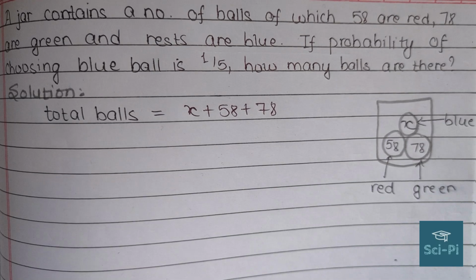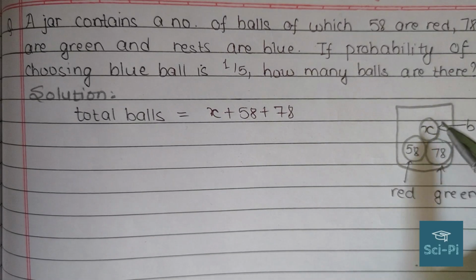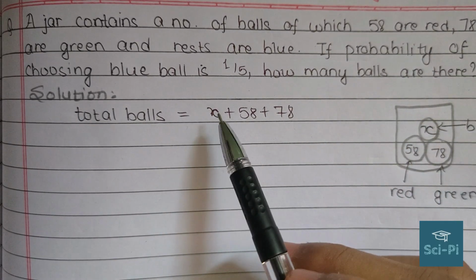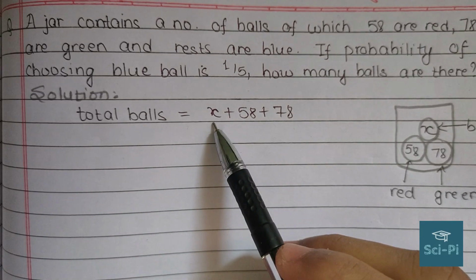Now the question asks how many balls are there. We know pretty well that by adding all these three we'll get X plus 58 plus 78 balls. That is the total number of balls. But we cannot answer it in variables. We want the exact value of X.